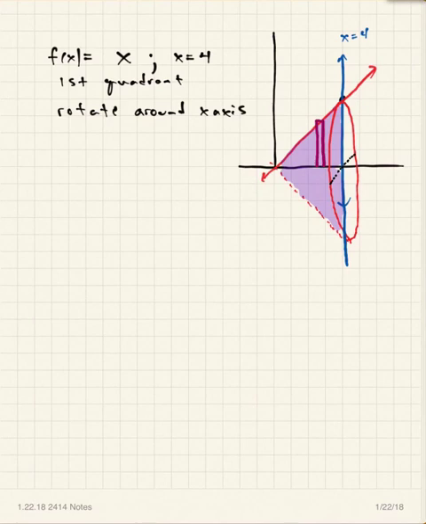And so when we rotate that representative rectangle, here's the rectangle that we're rotating. What are we doing? We're generating a solid disk again. And I'm drawing that disk off to the side over here. This is the disk we're generating.